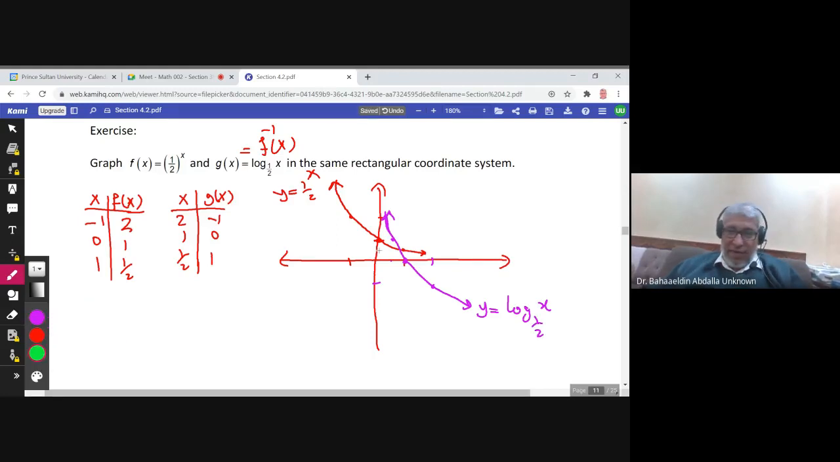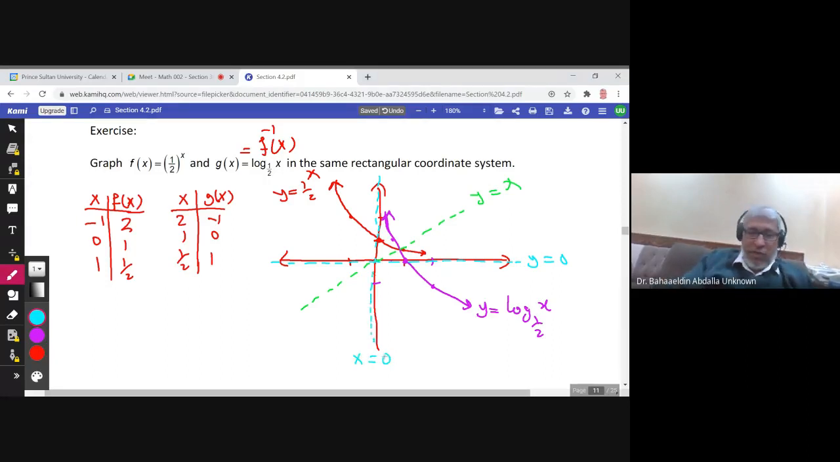You will find again that this line, which is the line y equals x, if you reflect the graph of y equals half to the power x about this line, you will get the graph of log x to the base half. Make sure that you understand that there is a horizontal asymptote and vertical asymptote. There is a horizontal asymptote for the exponential function. This is the line y equals 0, and there is a vertical asymptote for the logarithmic function, which is the line x equals 0.